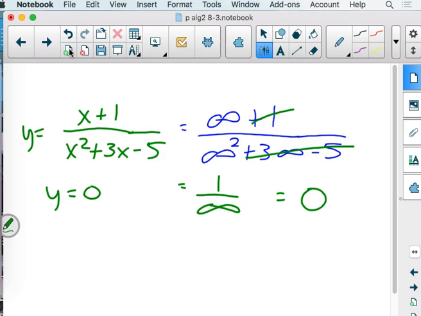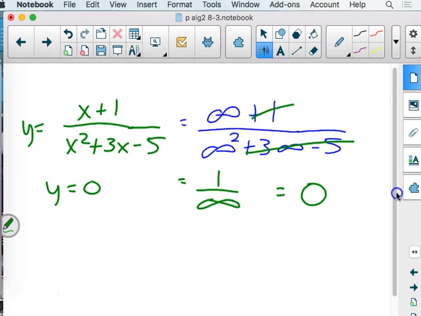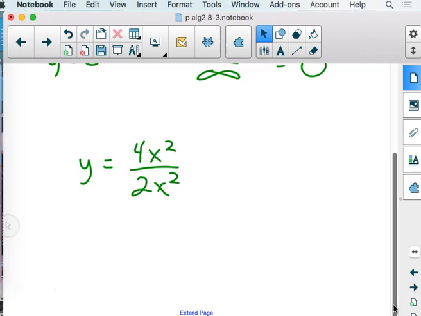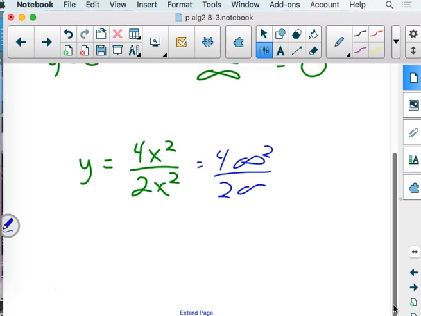That's why it works. Now, if we end up in that situation, like I said, where we have y equals 4x squared over 2x squared. Again, I don't care if there's other stuff behind it. This is the highest power that's in the polynomial. And I look at this and I think, okay, so if I replace it with infinity, what's going to happen to those infinity squares? They're going to cancel out. And there is our horizontal asymptote right there.